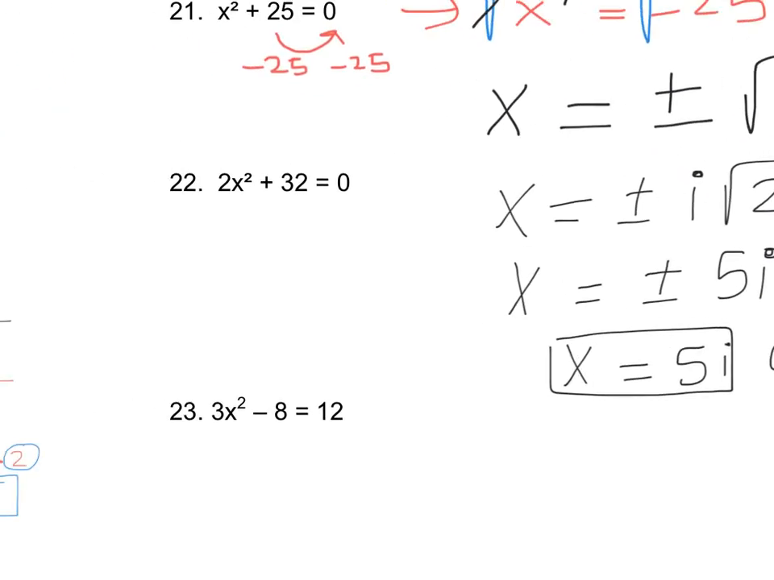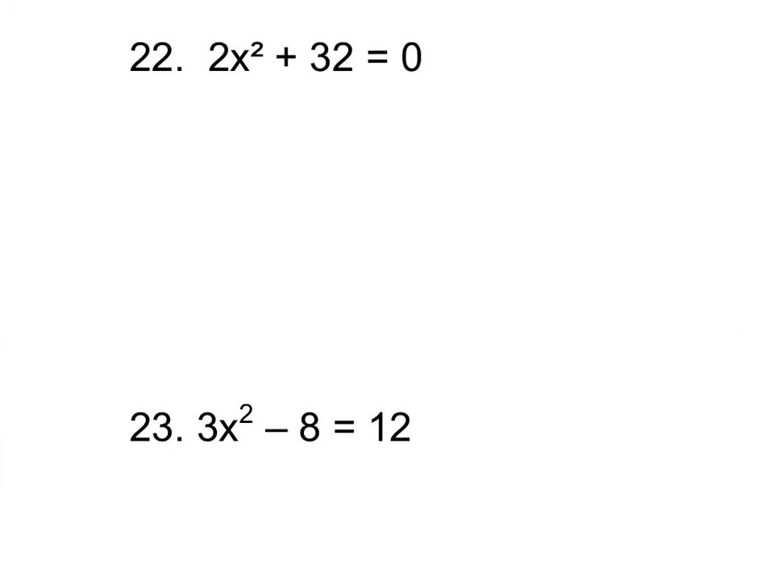Now let's move on to number 22. The first thing I need to do, since I have an x squared and a whole number, is to isolate the x squared. So I'm going to keep the 2x squared and I'm going to move 32 to the other side. So I subtract 32 from both sides. I end up having 2x to the power 2 equals negative 32.